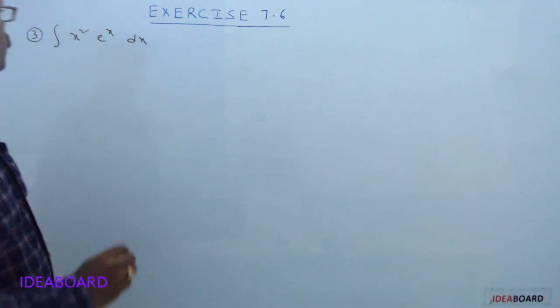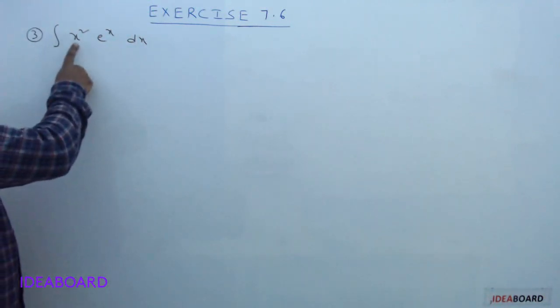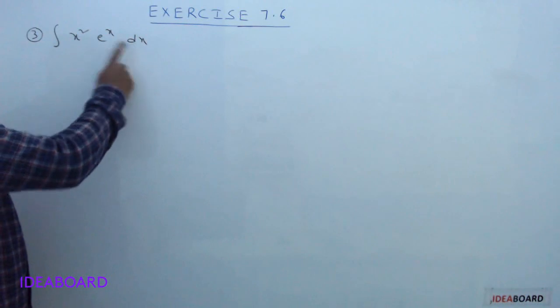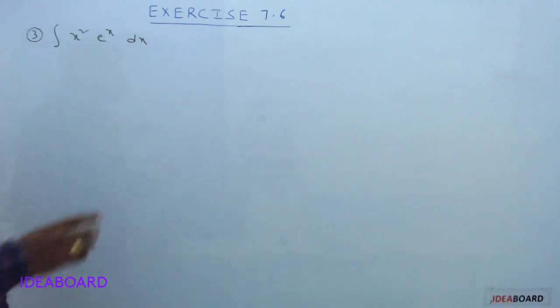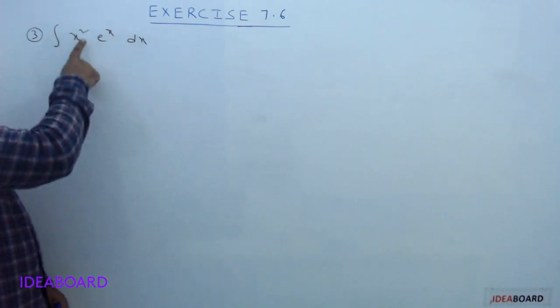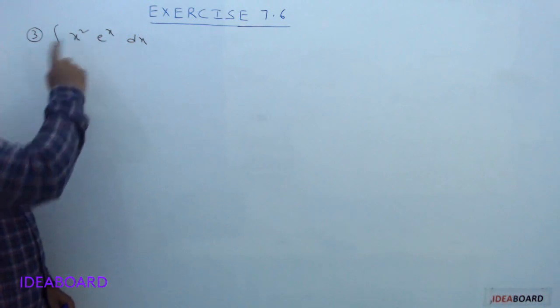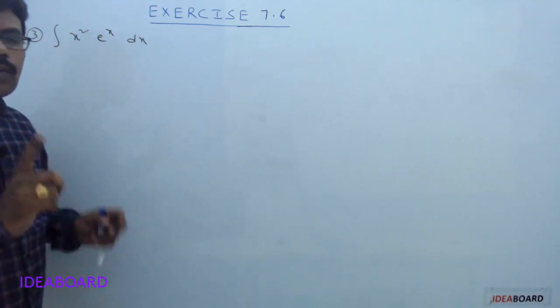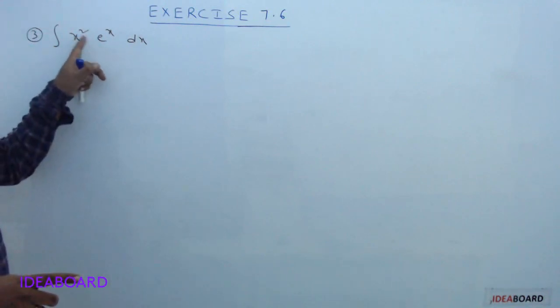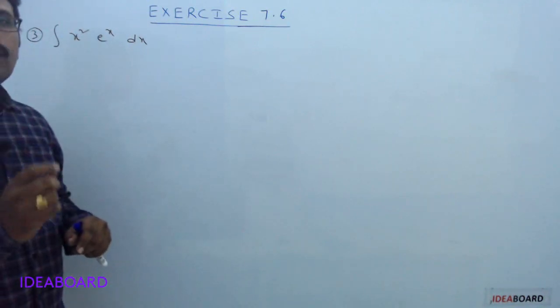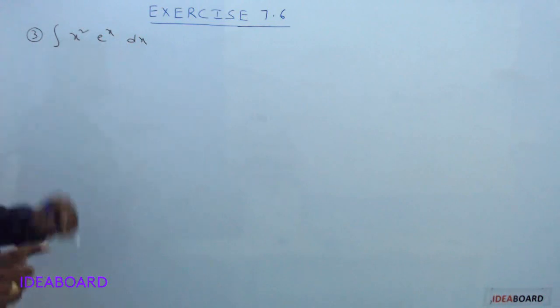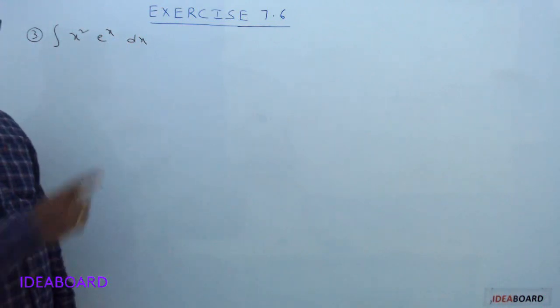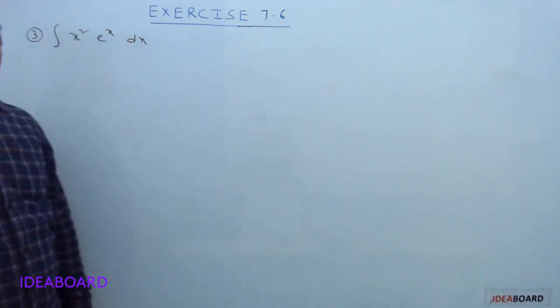Now see another problem. Integral x square into e power x into dx. Here the integrand contains a product of two functions. Integration by parts formula is used to integrate a product of two functions. So here you can apply integration by parts formula on the given problem.